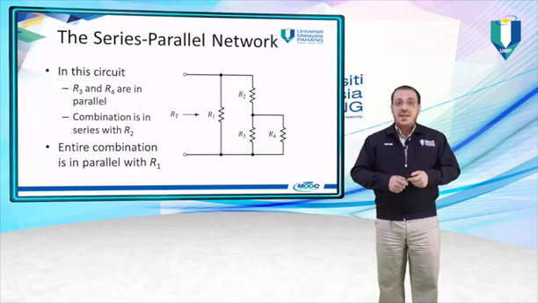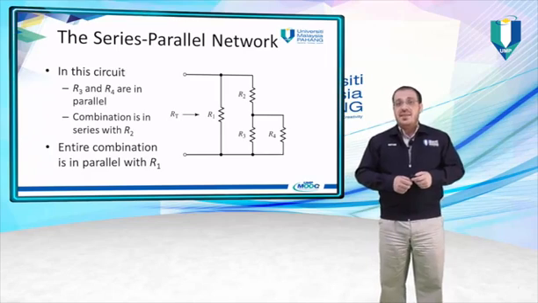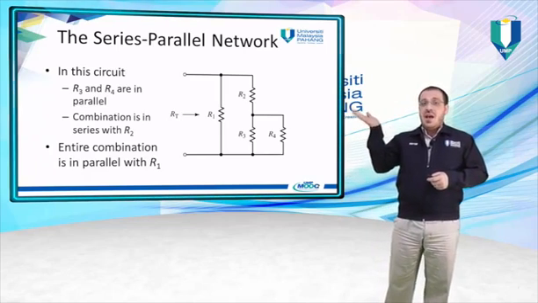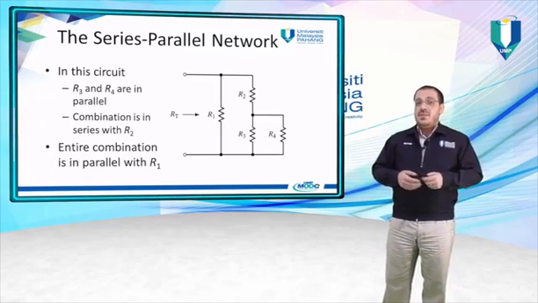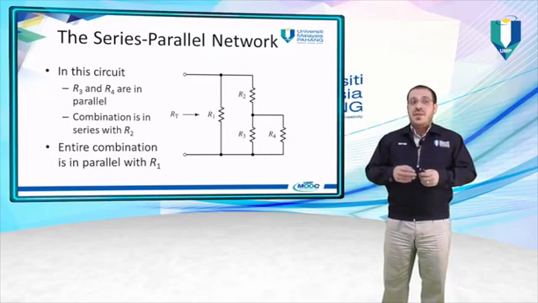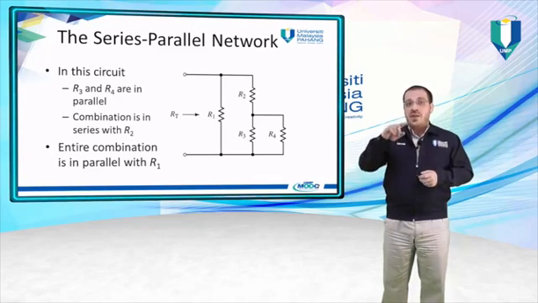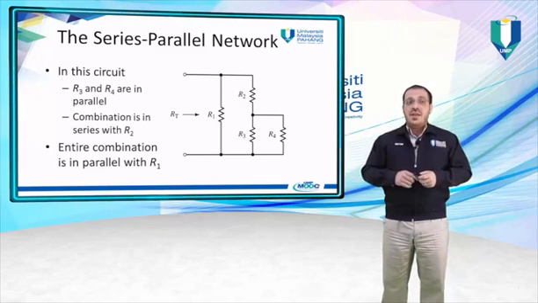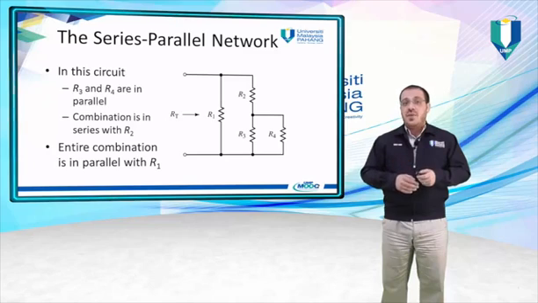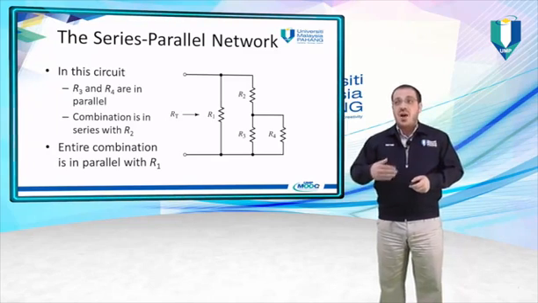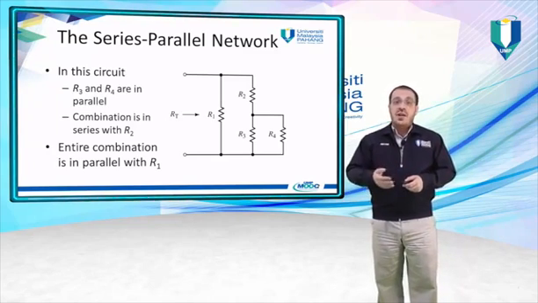Let's see another example. In this circuit, as you can see, R4 and R3 are in parallel. If we combine them, the result will be in series with R2. And the whole branch, R2, R3, and R4, this complete combination, is in parallel with R1. So this is how we proceed step by step for circuit analysis.